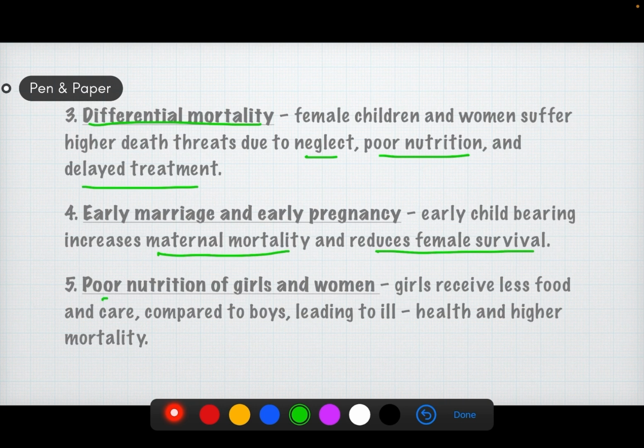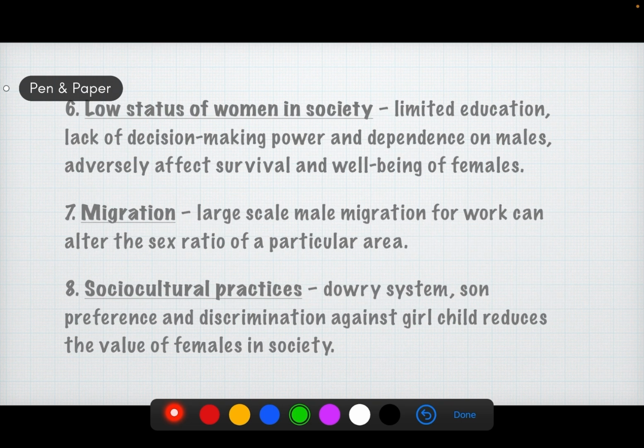Fifth, poor nutrition of girls and women. Girls receive less food and care compared to boys, leading to ill health and higher mortality. So the third point and fifth point are directly connected. Sixth, low status of women in society. Limited education, lack of decision-making power and dependence on males adversely affect the survival and well-being of females.